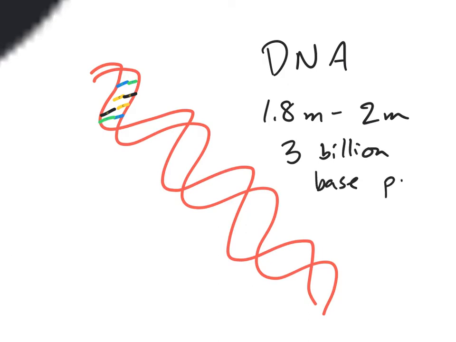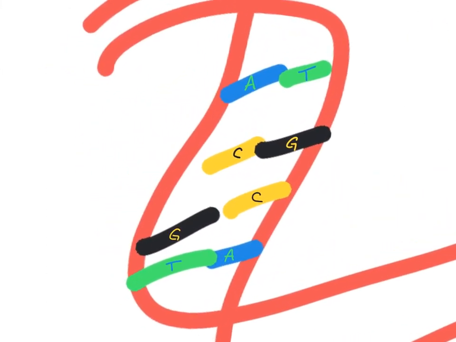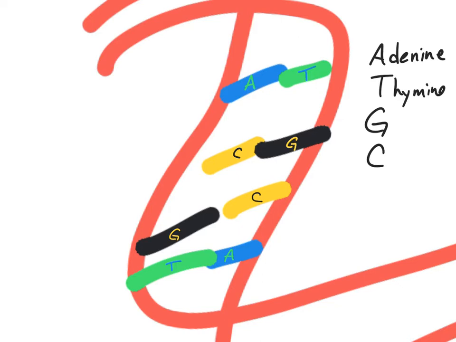Now, base pairs come in 4 letters. There's A, there's T, there's G, and there's C. They stand for adenine, thymine, guanine, and cytosine.